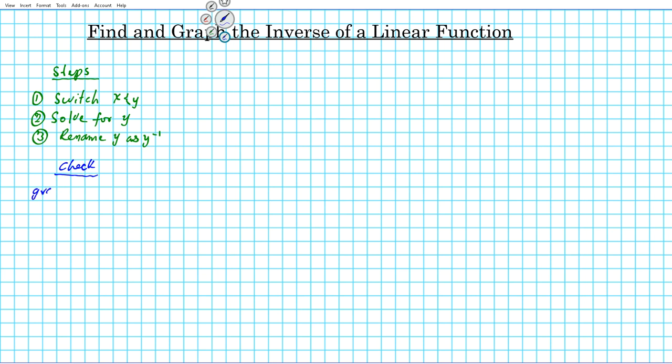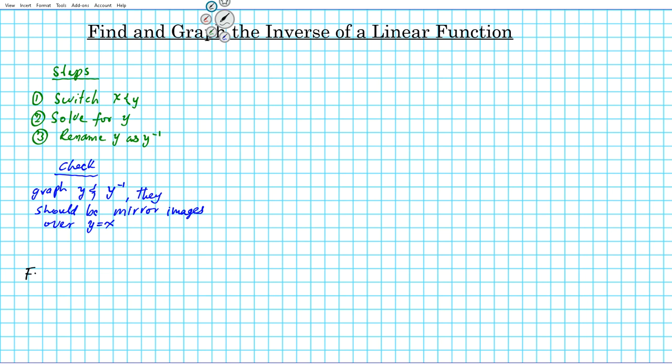So graph y and y inverse, right? And they should be mirror images of each other over the line y equals x. All right, so let's take a look at example 1.